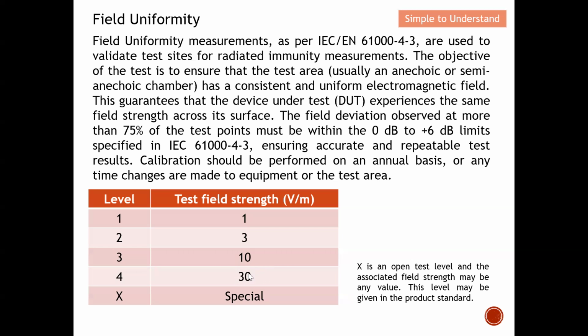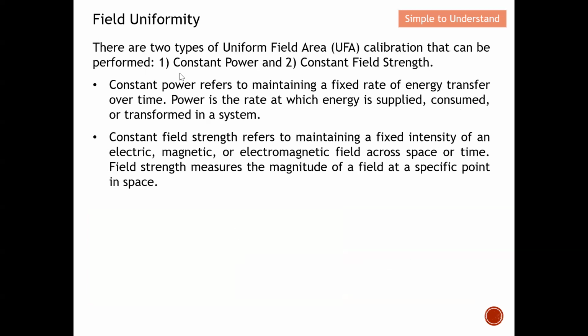Under the special category X, which we call special, X is an open test level, and the associated field strength may be any other value. This level may be given in the product standard. In short, the most common are 3 volt per meter and 10 volt per meter: 3 volt used in the household, 10 volt used in the industry. For some special cases, as per the product standard, you may call for a different test level as illustrated here. There are two types of uniform field area.